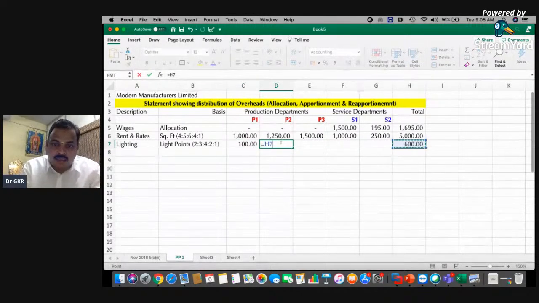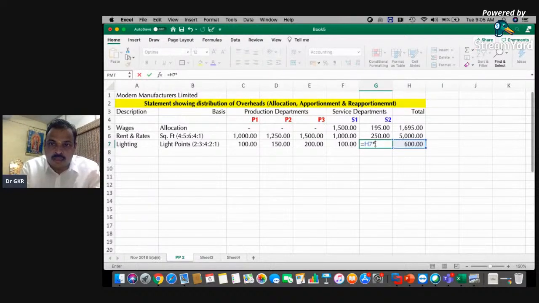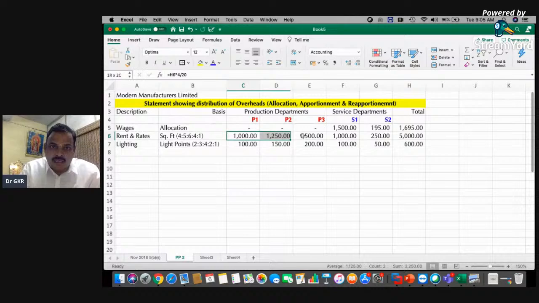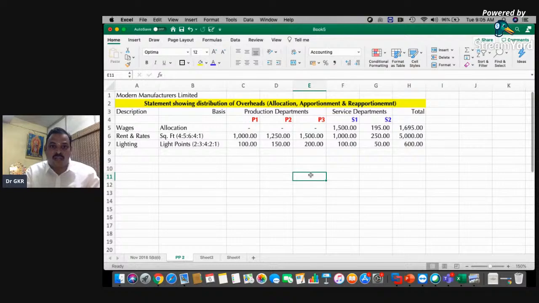Similarly, 600 into 3 by 12. Similarly, 600 into 4 by 12. Similarly, 600 into 2 by 12. Similarly, 600 into 1 by 12. And always please check this total. The total is 5,000 you have distributed. The total is 600 you have distributed. Good. So 100, 150, 200.